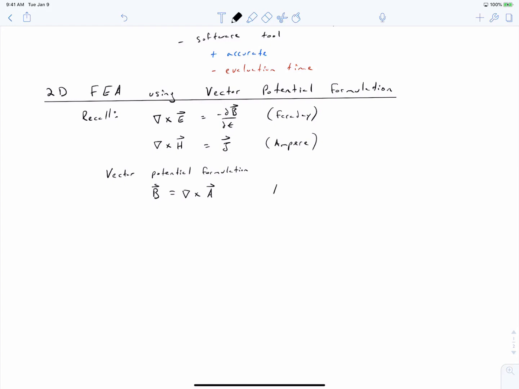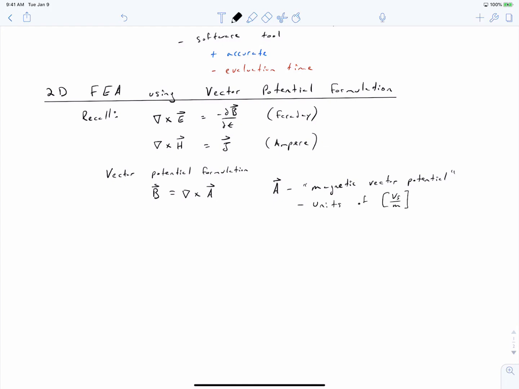So this is a mathematical trick. A is not a physical quantity. Our physical quantity is our magnetic field B. It just happens to work out through the mathematics, through vector calculus, that we can define B, since the divergence of B equals 0, as being the curl of another vector, because the divergence of the curl of a vector is also 0. And this magnetic vector potential has units of volt-seconds per meter.